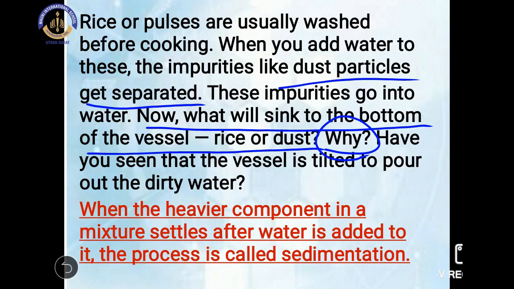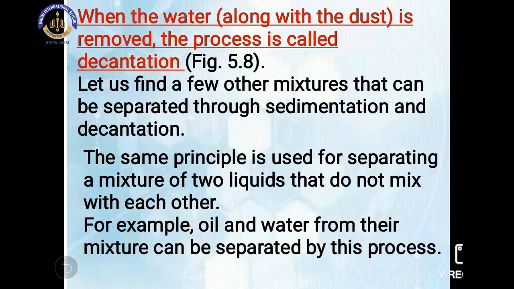So when the heavier component in the mixture settles after water is added to it, the process is called the sedimentation process. So this is the definition of the sedimentation process. If we have to write it in one line, what is the sedimentation process? Write the definition of the sedimentation process. So the answer is: when the heavier component settles down in water, this process is called the sedimentation process.